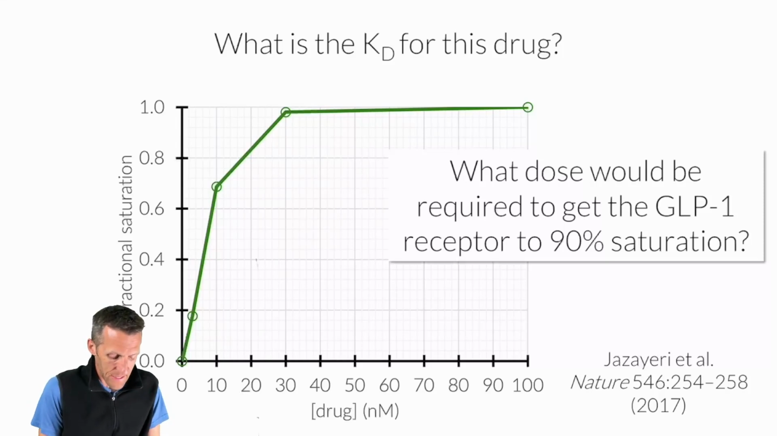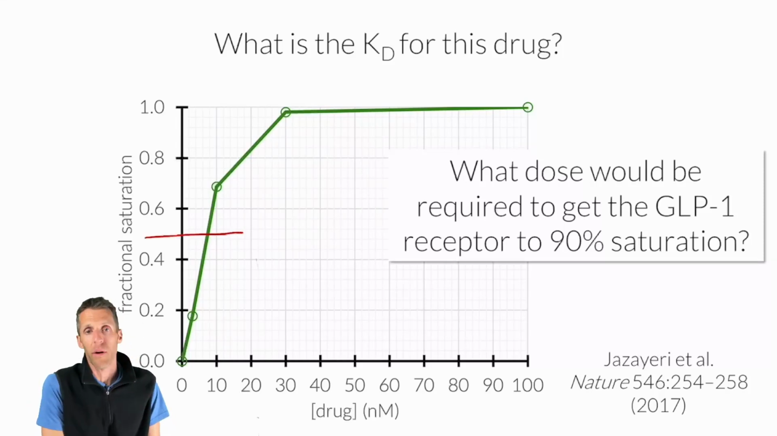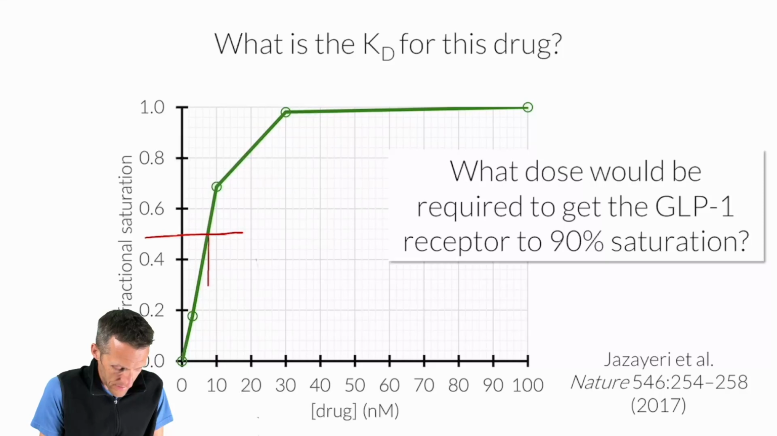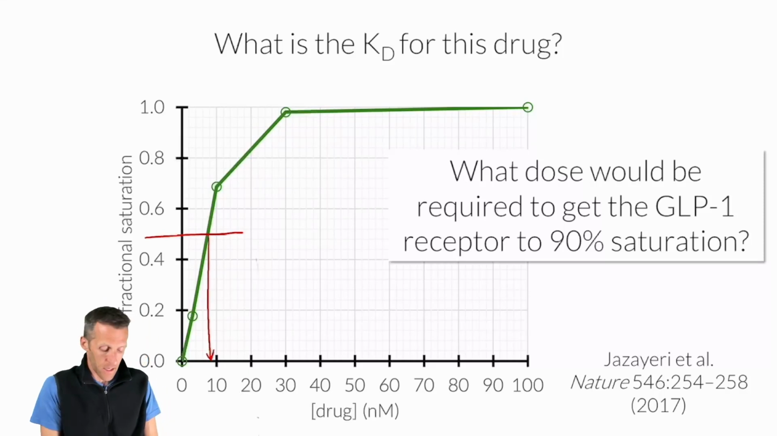Unpause. So what's the KD? Well, what do we do? We go to the 0.5 line, right? And then we drop down to the x-axis and say, what is that KD going to be? And it turns out it's going to be 8 nanomolar. So the KD for this drug is 8 nanomolar.